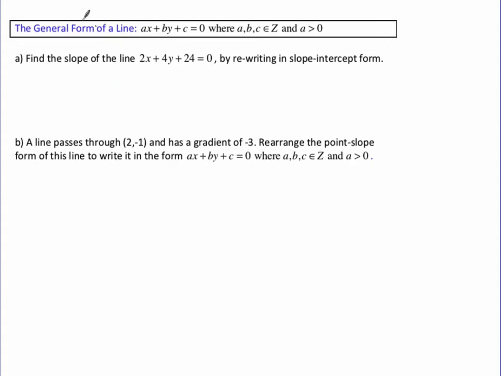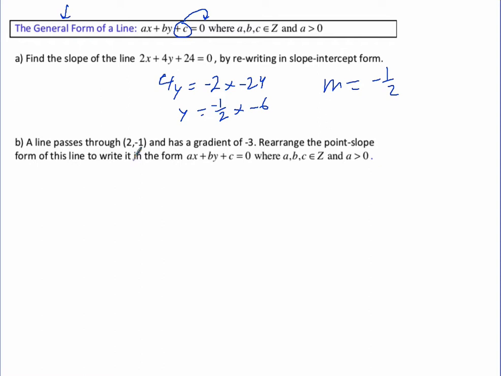Okay, next example, this is called general form, sometimes called standard form. Sometimes this c is here or it's on the other side, but there's no real convention on this. Okay, we want to find the slope of this line by rewriting it. So we did one like this before. 4y equals negative 2x minus 24. Divide by 4. We'll get y equals negative half x minus 6. So the slope is negative half.